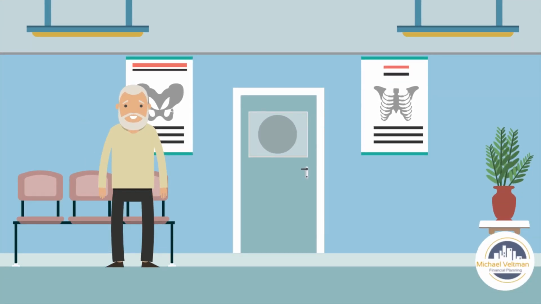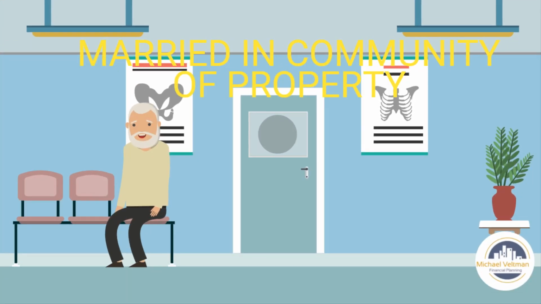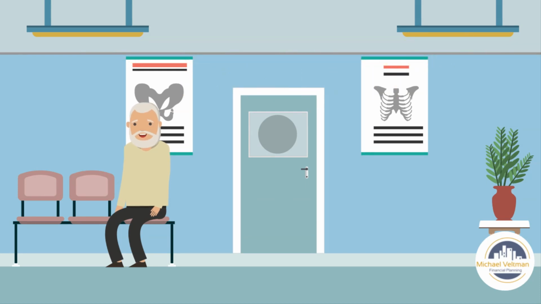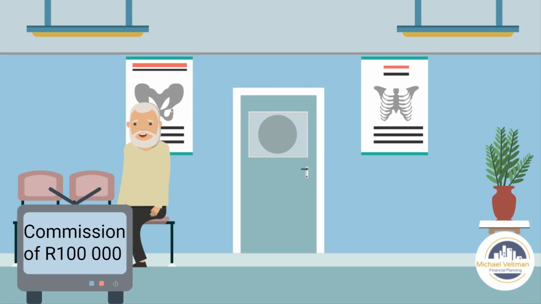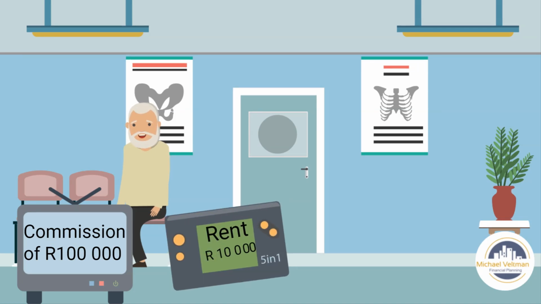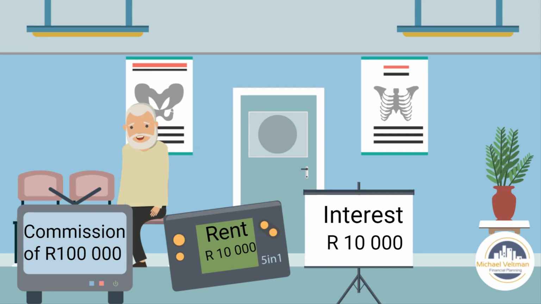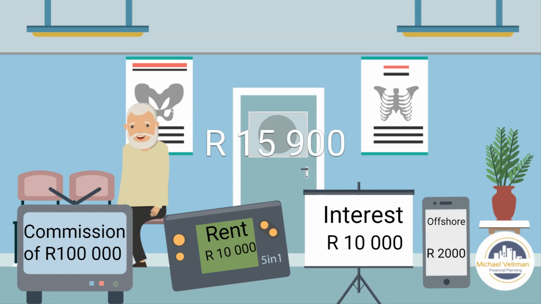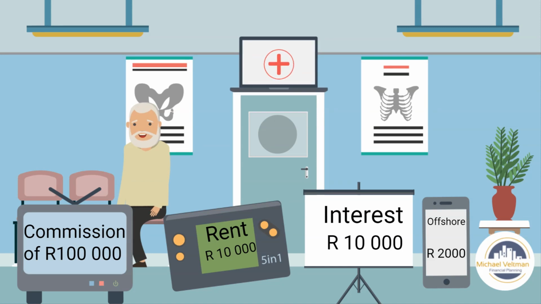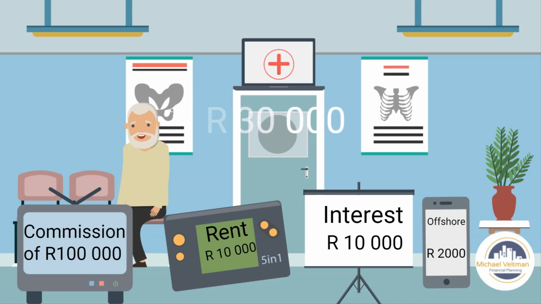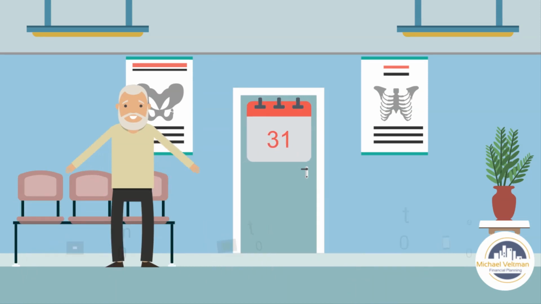Mr. Williams, who is 67 years of age, is married in community of property, and receives the following amounts during the 2019-2020 year of assessment. Commission on the sale of vehicles £100,000. Rent on flat £10,000. Interest £10,000. Offshore dividends £2,000. He contributes £15,900 per year to a retirement annuity. His medical costs for the year of assessment amount to £30,000. Assume Mr. Williams retires at the end of this year of assessment.